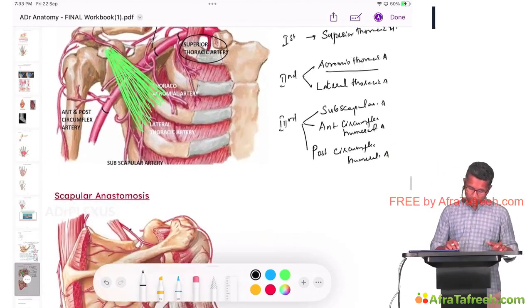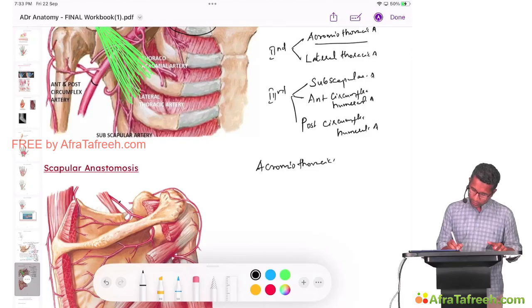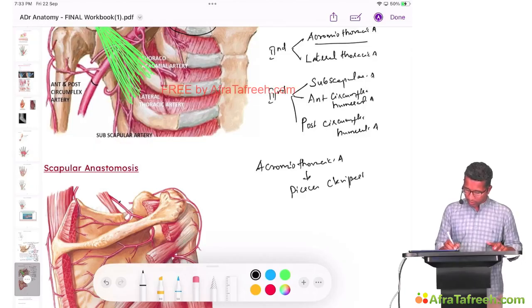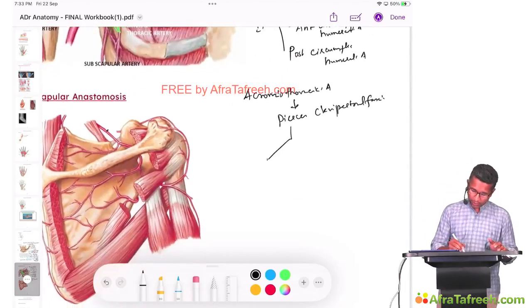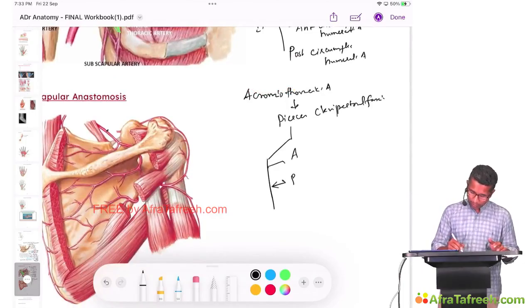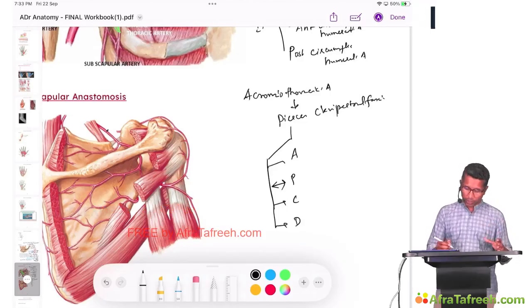This acromiothoracic artery pierces the clavipectoral fascia and gives rise to 4 branches. You can remember them like this: A, P, C, D. So what are the 4 branches given by this mnemonic APCD?